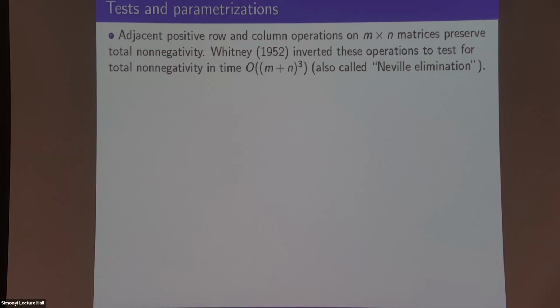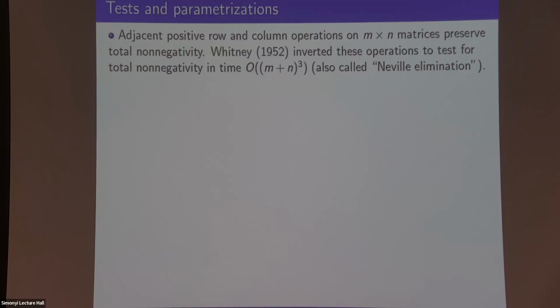The idea is that if I have a matrix that's totally non-negative, and I take a row and I add a positive scalar multiple to an adjacent row, then that preserves total non-negativity. And the same for adjacent positive column operations. And Whitney's algorithm basically reverses this idea.